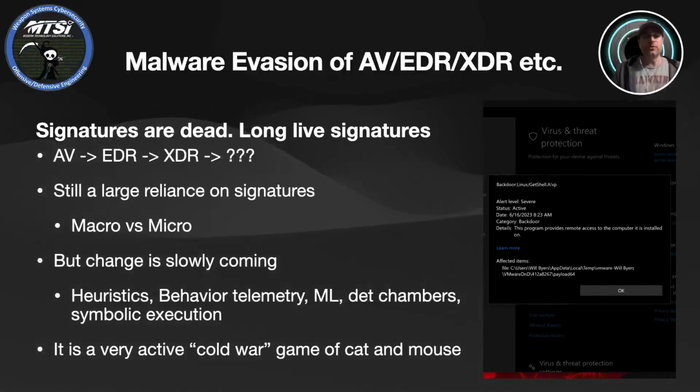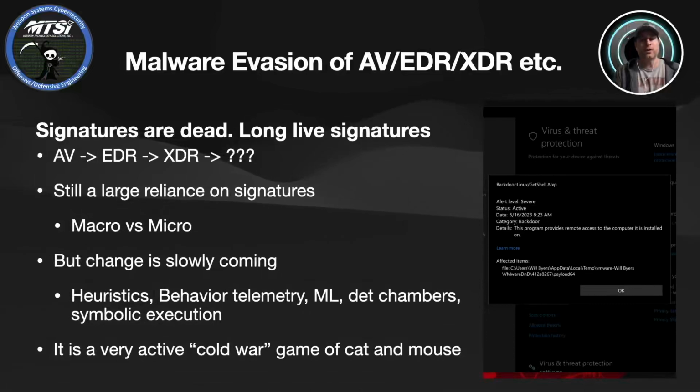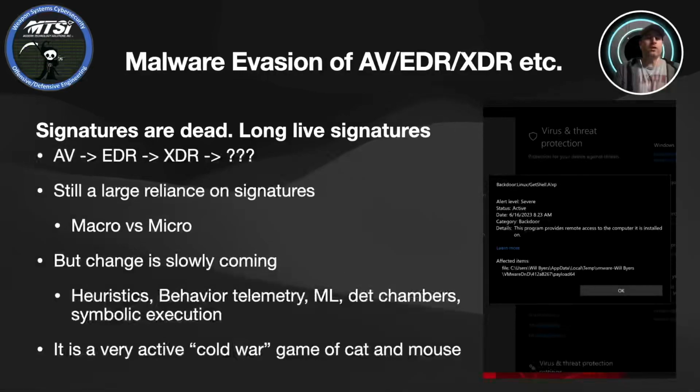Change is slowly coming with these tools. There's a lot of focus and emphasis on heuristics, behavior, telemetry, machine learning is big, detonation chambers, symbolic execution. All of these things are kind of the forefront and the ever-growing future of trying to detect malware. The problem is that these things sometimes come with a benefit cost, and there's always a trade-off with the vendors of these tools.